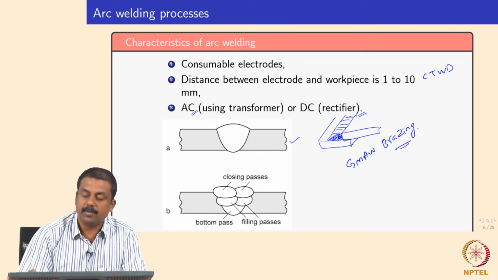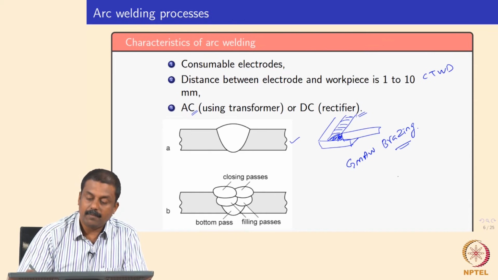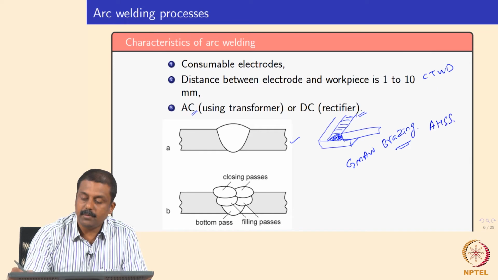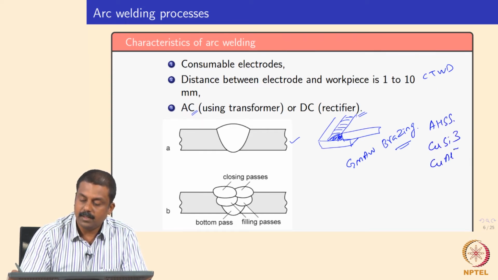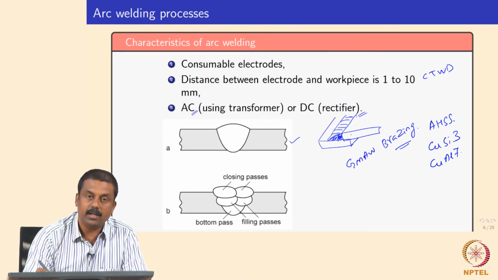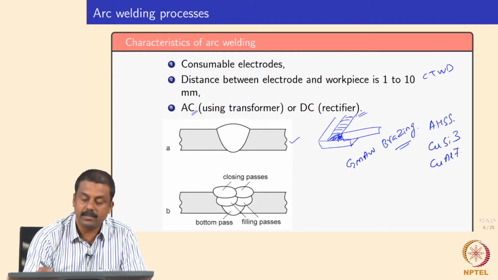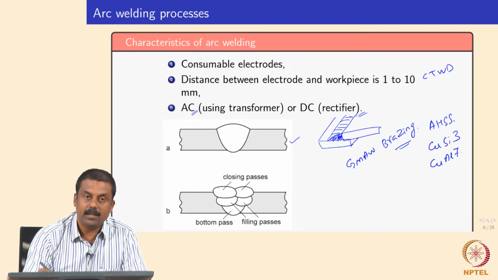In this case, the brazing is done using a low melting filler. For example, in advanced high strength steels, we use copper based fillers, CuSi3 or CuAl7, and we melt and deposit the fillers to join two overlapping advanced high strength steels by carrying out a fillet weld.